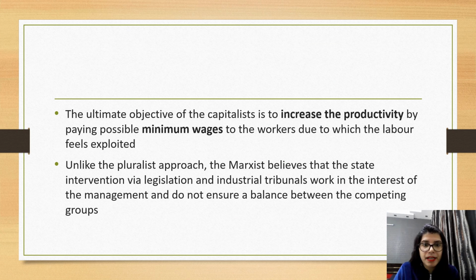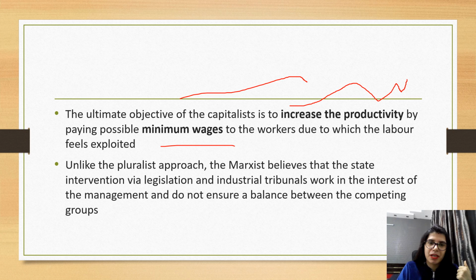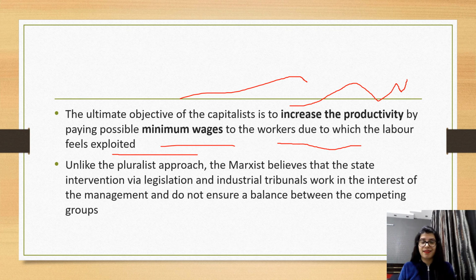And the ultimate objective of the capitalists, see, I told you before also, so what do capitalists want, or what do the owners of production want? They want to increase the productivity by paying minimum wages. ठीक है, कम wages देना है और productivity पूरा लेना है labor से. And what is the aim of the workers? ठीक है, so workers want more wages, and obviously if the capitalists would adopt this attitude that they want to pay minimum wages to the workers and take maximum work out of them, then obviously what would the workers feel? They would feel exploited. So that is the reason the class struggle is there, the power struggle is there.